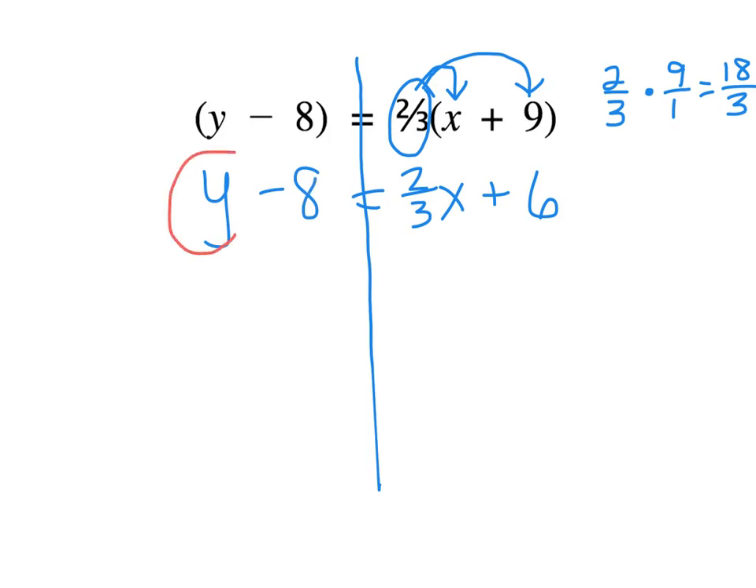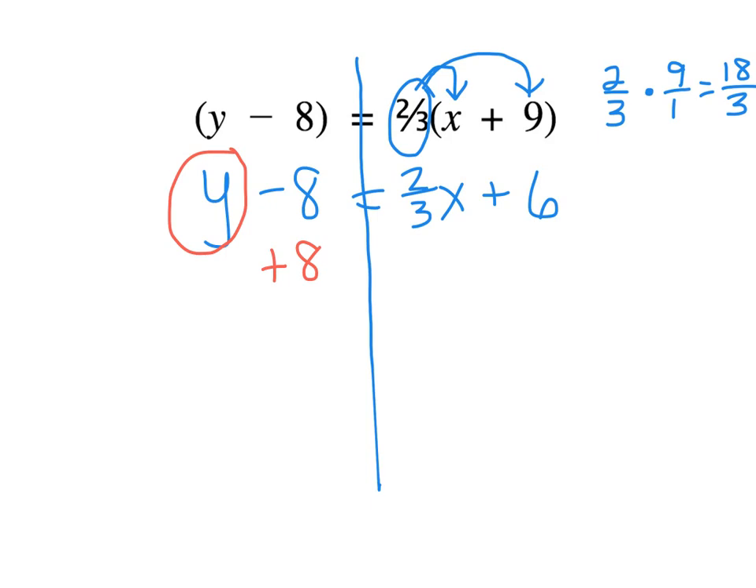So I'm going to circle that, and when I look on the left side, I only have one other term that needs to be moved, and that's that -8. So the inverse of -8 is +8, and I am going to do that on both sides of the equation.